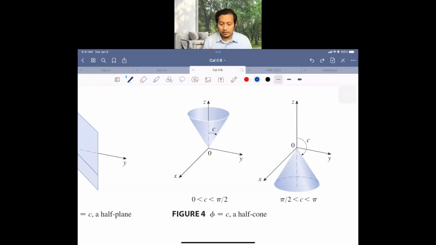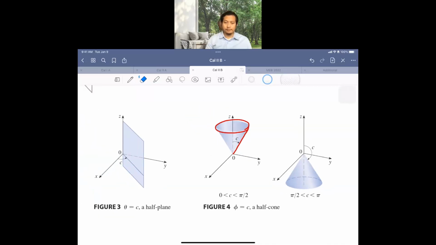if it is a constant, you could rotate from here, and it goes back to the original point. So if you rotate from 0 to pi over 2, you would have that way. If you rotate from pi over 2 to pi, you could have the other way around. And you have another half cone.